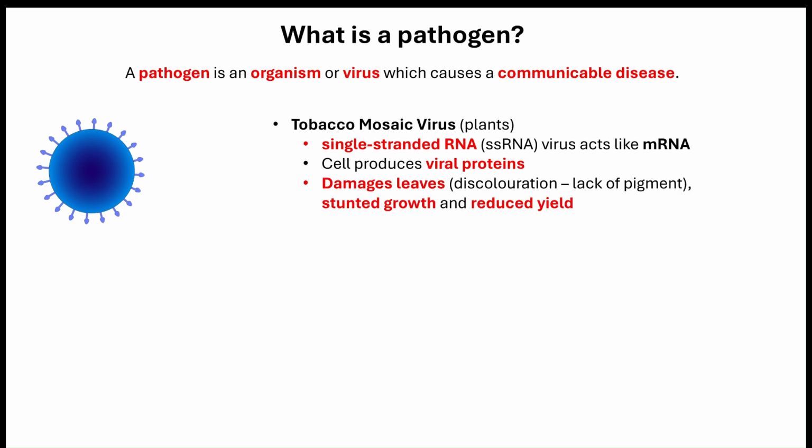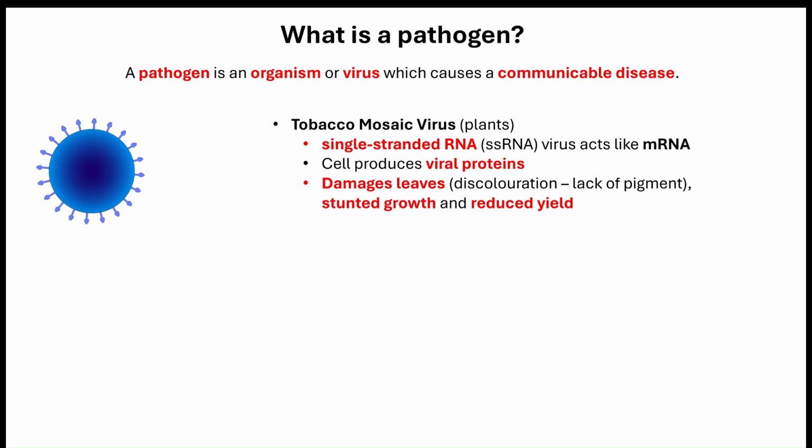Now, what tends to happen if there is a plant which is infected with the tobacco mosaic virus is there's going to be damage to the leaves. Now, this discoloration, lack of pigment, is why it's called the tobacco mosaic virus, because of that mosaic effect it will have on the leaves. So lack of pigment, lack of photosynthesis.